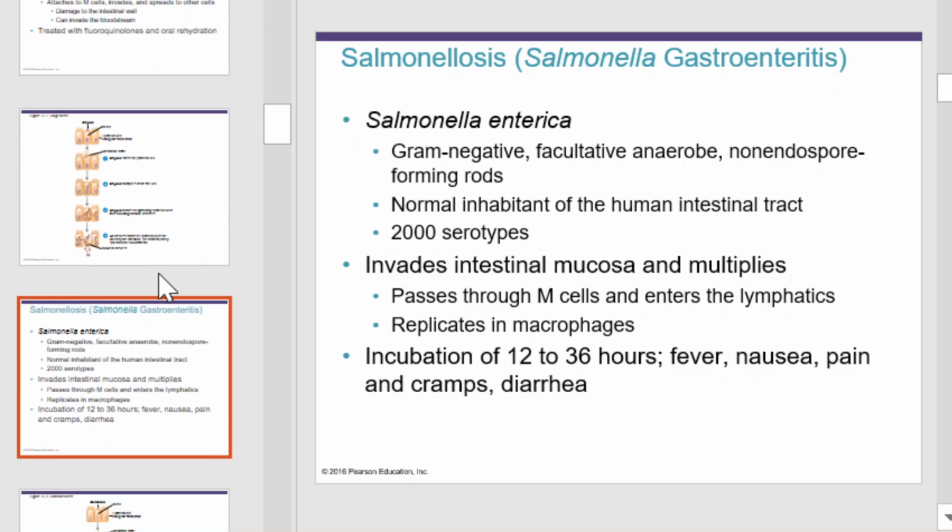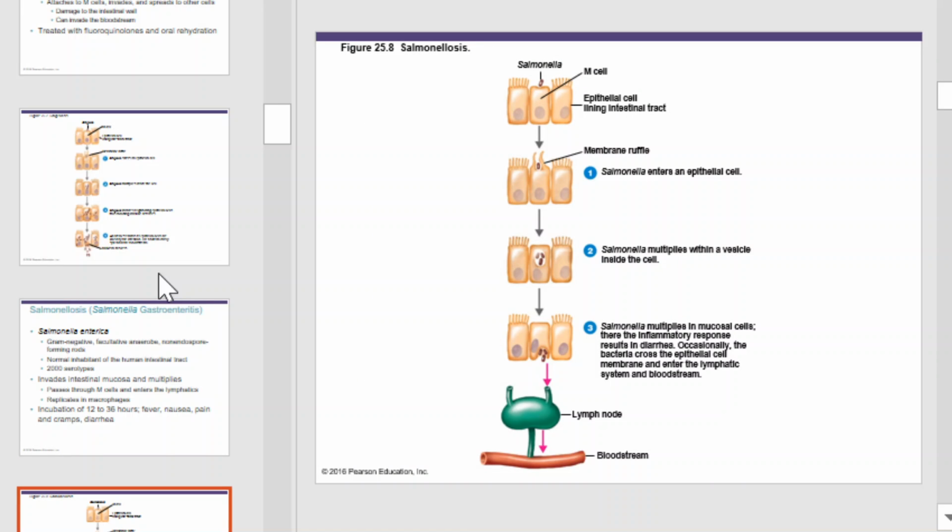Salmonella. Salmonella enterica is a gram-negative, facultative anaerobe, non-endospore-forming rod. It is a normal inhabitant of the human intestinal tract. There are 2,000 serotypes. It invades intestinal mucosa and multiplies, passing through M cells and entering the lymphatics, where it can replicate in macrophages. It has an incubation time of 12 to 36 hours and can cause fever, nausea, pain, cramps, and diarrhea. This is an illustration of salmonellosis.